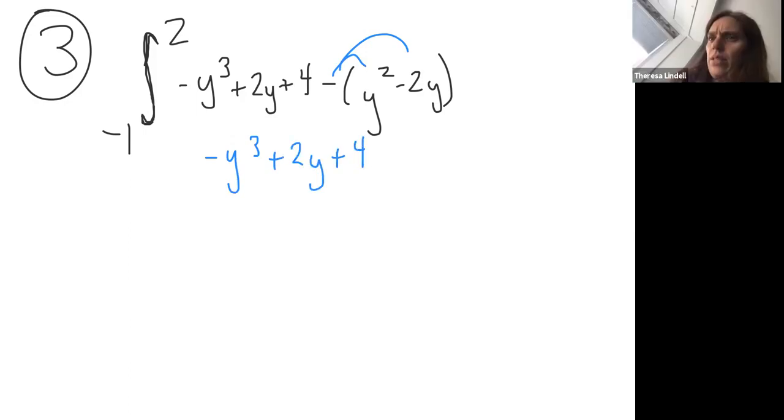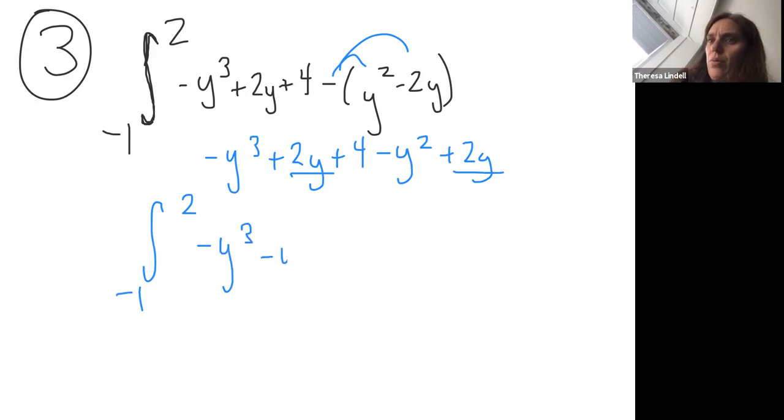All right, then if you distribute the negative sign, sometimes that gets people too, then we're going to combine these. And then we're going to go backwards from negative y cubed minus y squared plus 4y plus 4.